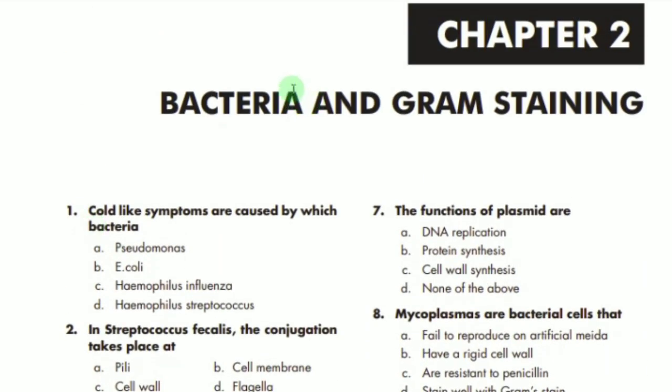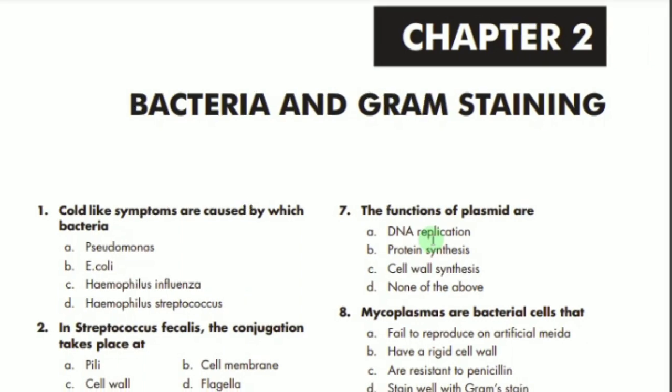MCQ number 7 says: what are the functions of the plasmid? The plasmid is actually extra chromosomal material, and there is no cell division function and no discussion about the extra chromosomal part in the options. So option D is the correct option, none of the above. MCQ number 8 says mycoplasma are bacterial cells that are resistant to penicillin. Remember, they are resistant to penicillin because they do not have a cell wall.